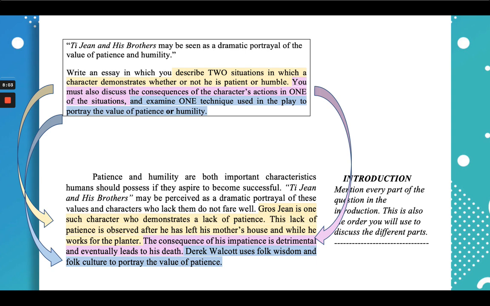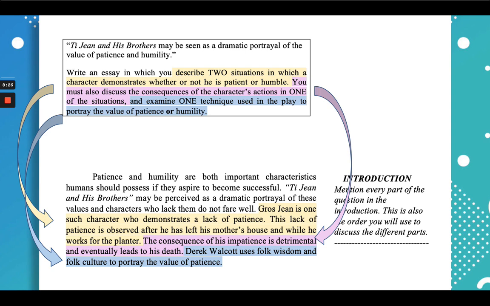So you see, I have described the 2 situations briefly. We're not going to elaborate here because this is the introduction. Next, the consequence of his impatience is detrimental and eventually leads to his death. Derek Walcott uses folk wisdom and folk culture to portray the value of patience.